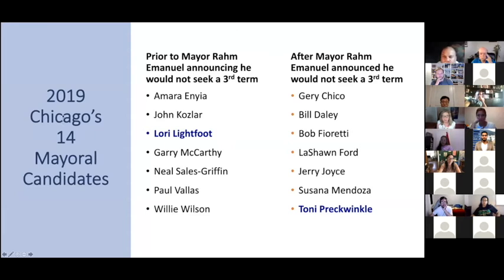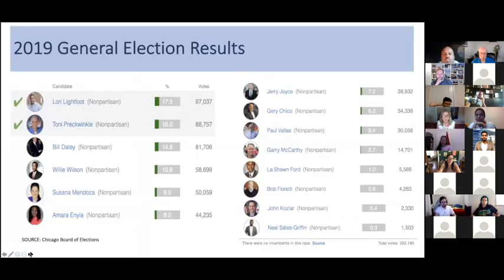As soon as Rahm Emanuel says he's not going to run again, we get some bigger names. We get Bill Daley. We get Gary Chico. We get Susana Mendoza. Some bigger names decide to enter the race. And remember, it's nonpartisan. So the general election in February has got all 14 of these candidates running. It's not partisan, it's a general election. So we knew going into it that it was very unlikely that anyone would get 50% of the total, and there would be a runoff election, which was held in April.